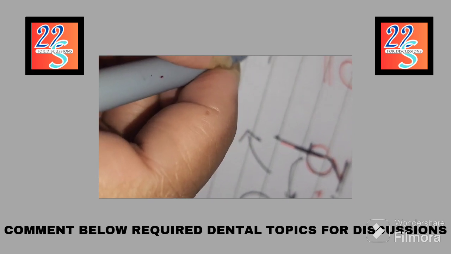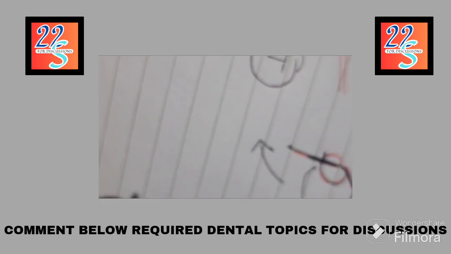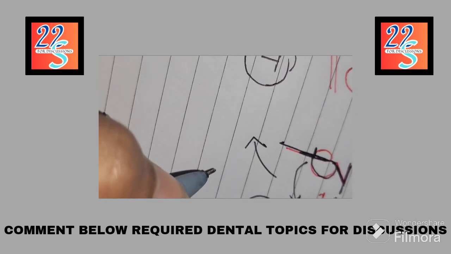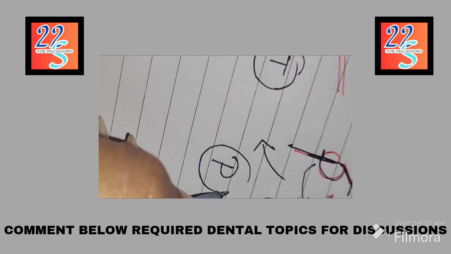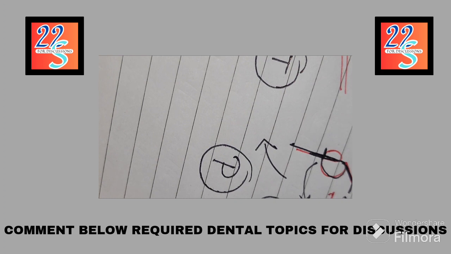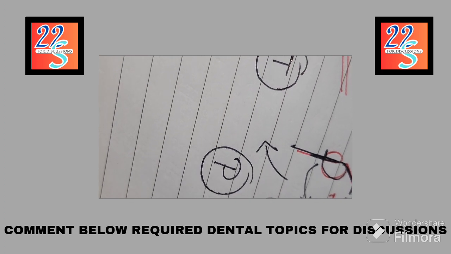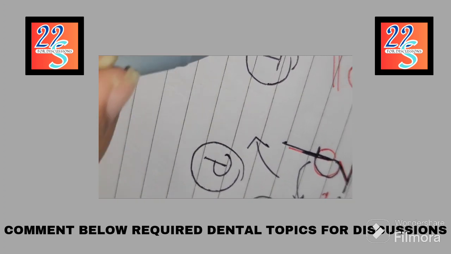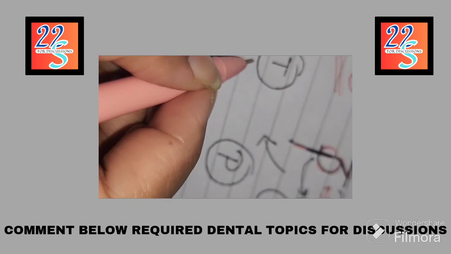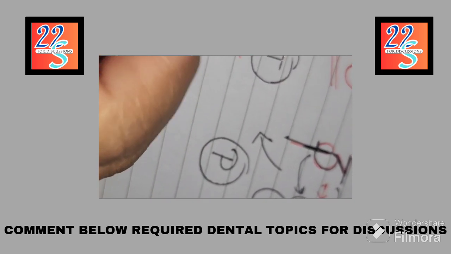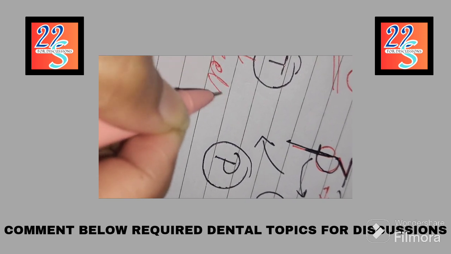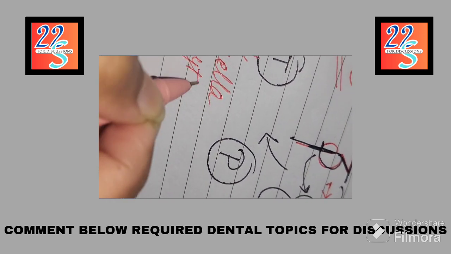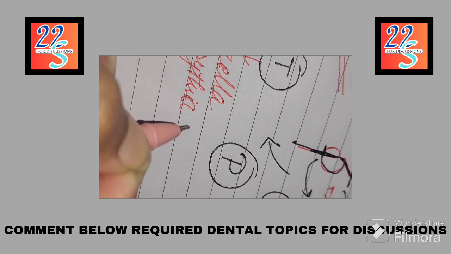Now, most of the time, students write Treponema pallidum instead of Treponema denticola. T. pallidum is the causative agent of syphilis. So please don't commit this mistake. Treponema denticola is the third one. So Tannerella forsythia, Porphyromonas gingivalis, and Treponema denticola.